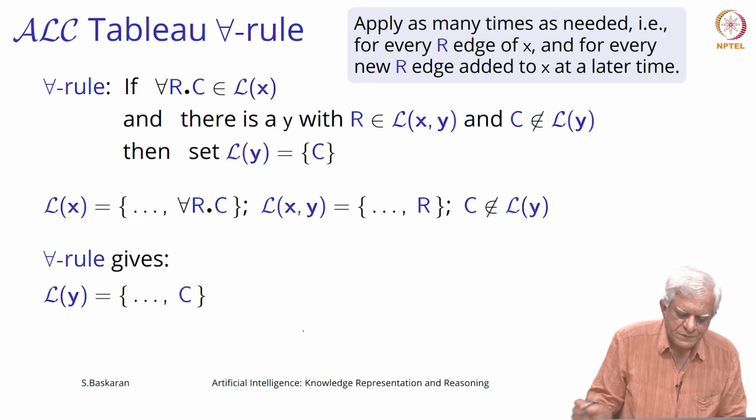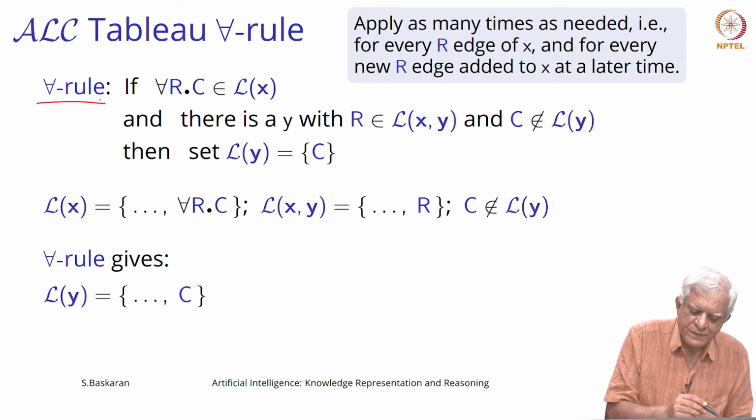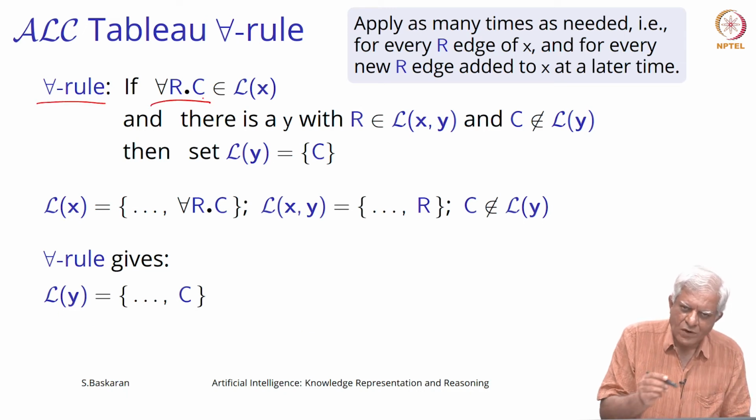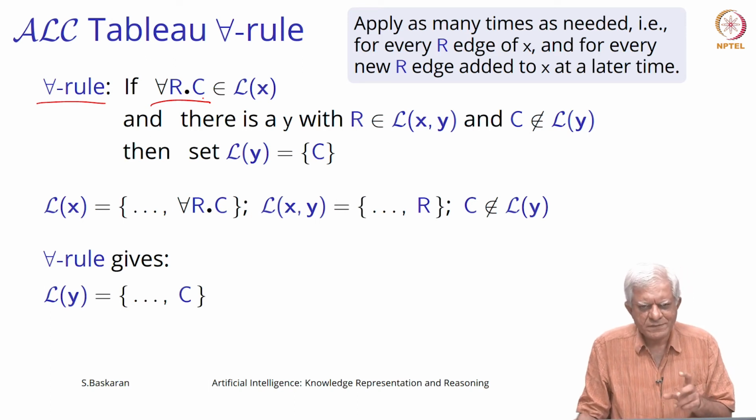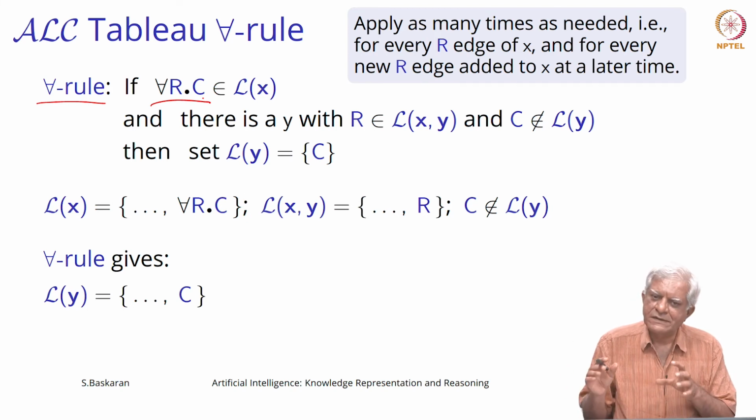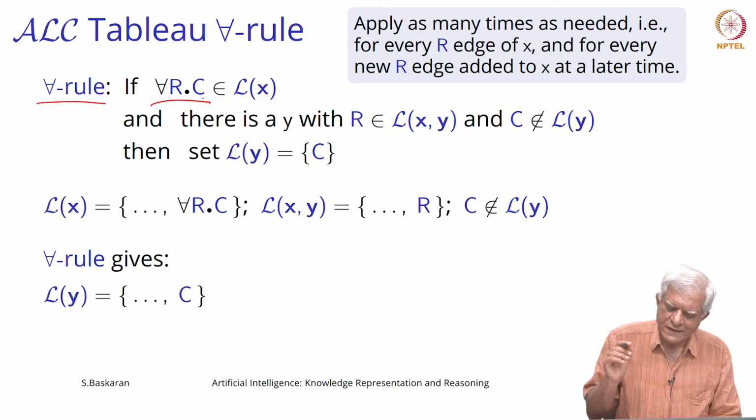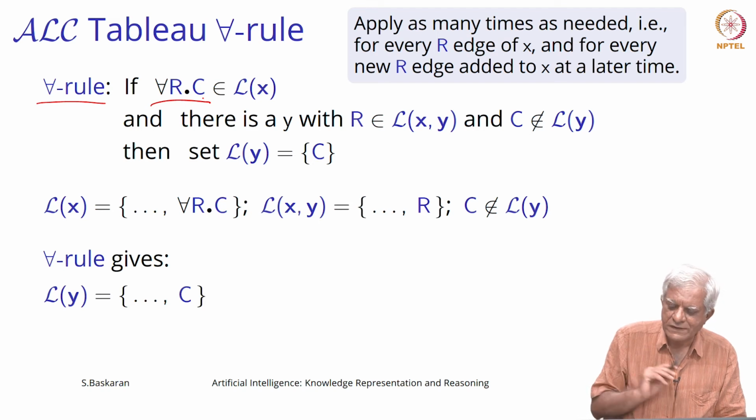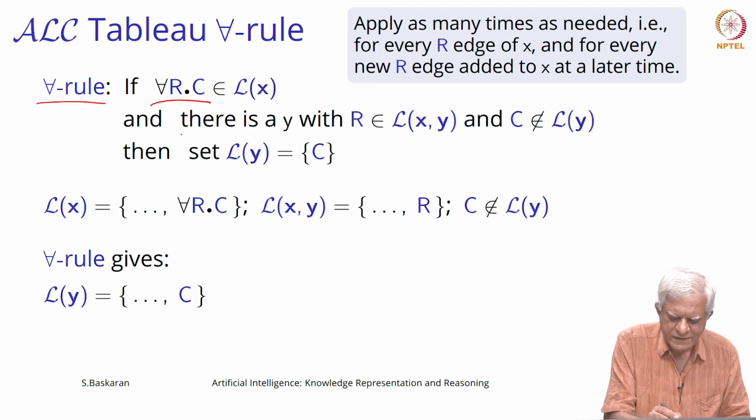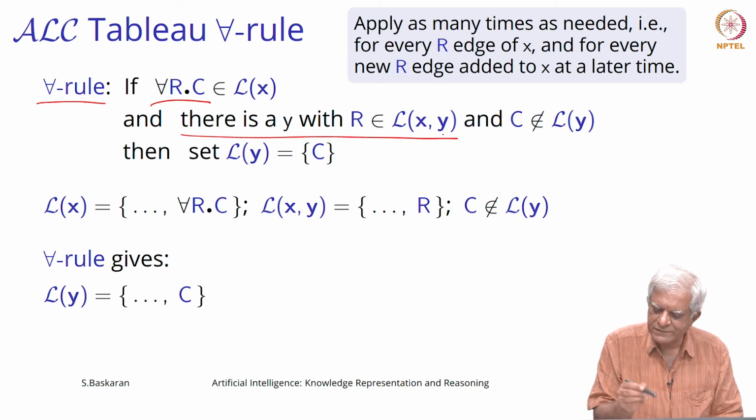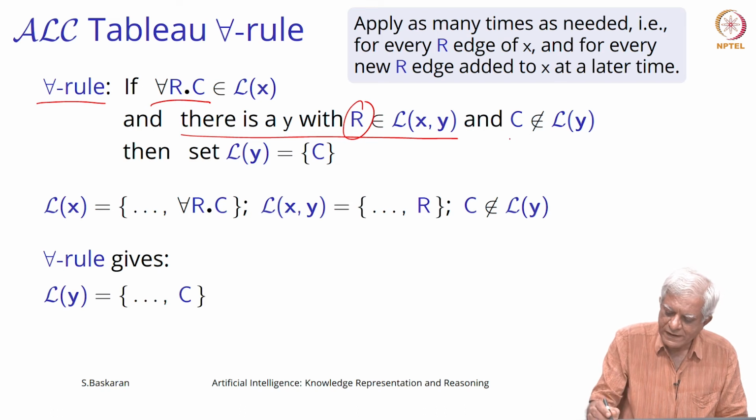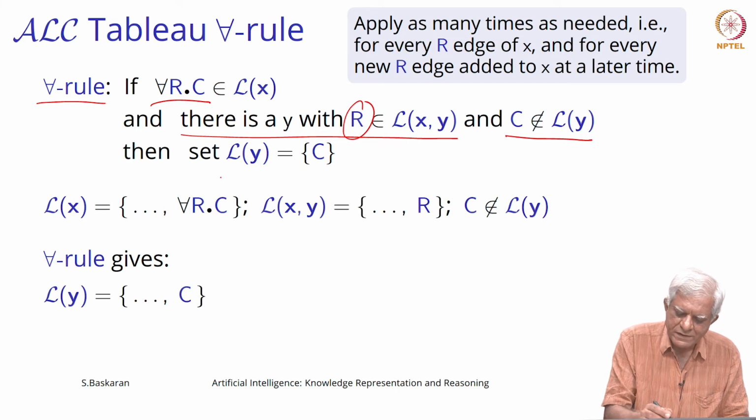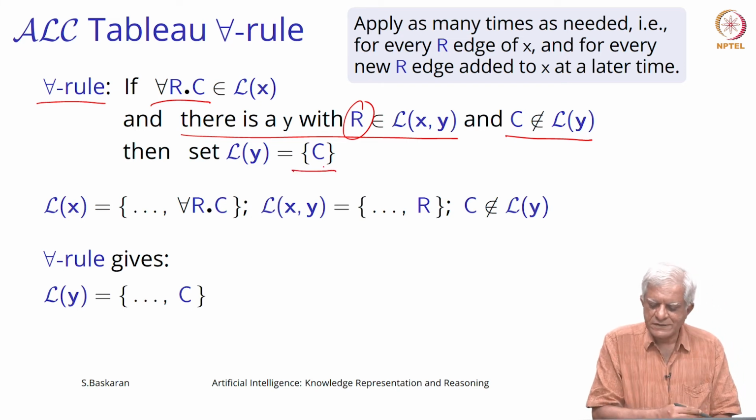So, the universal rule now, if this statement which says that all role fillers must come from the class C, then remember that the universal statement is conditional, that if there is a role filler, then that role filler must come from class C. It does not say that there has to be a role filler. So, that is what we are saying here. If there is a Y which is a role filler for this R and C does not belong to the label set for Y, then add C to the label set for Y essentially.